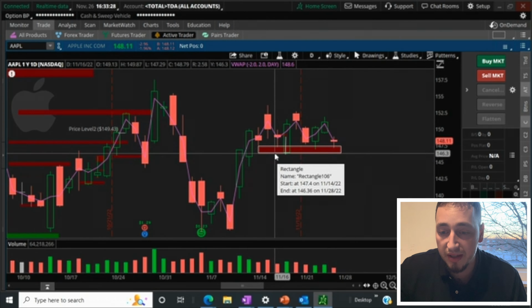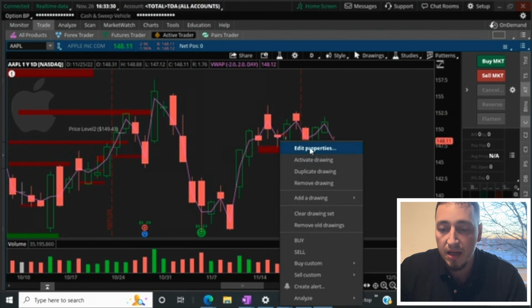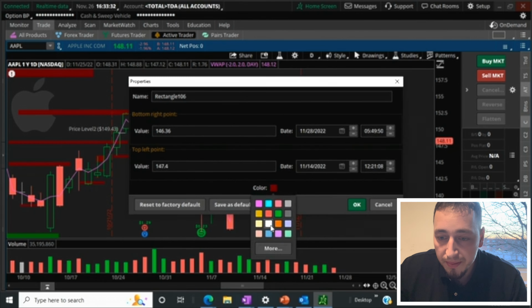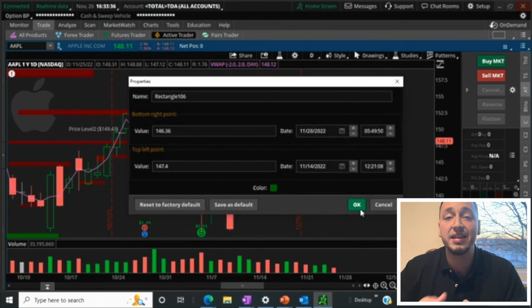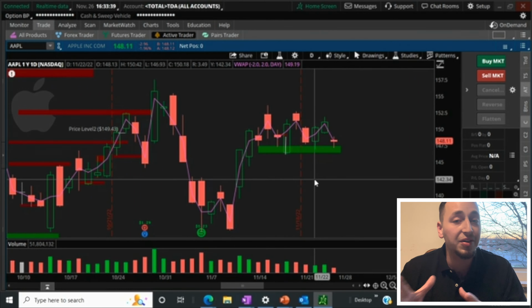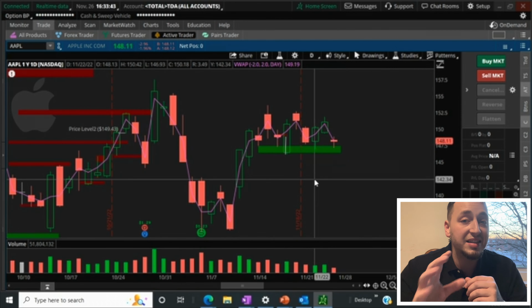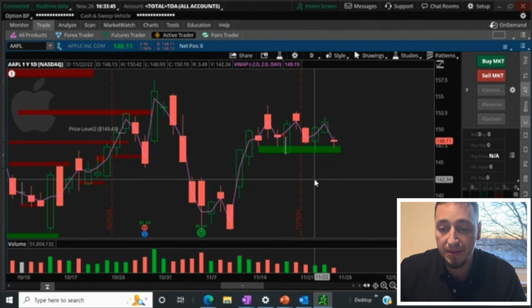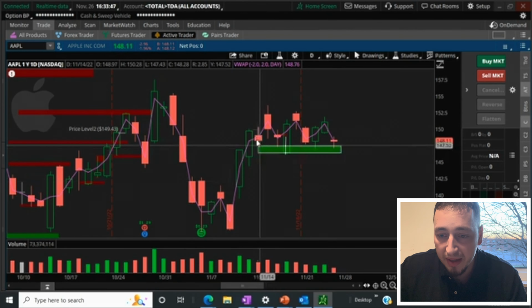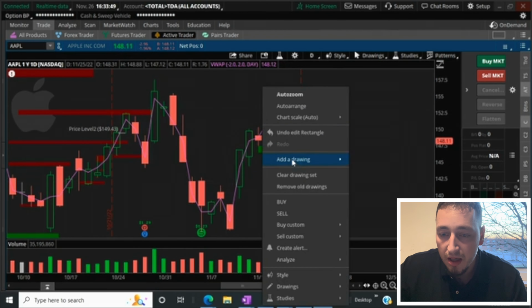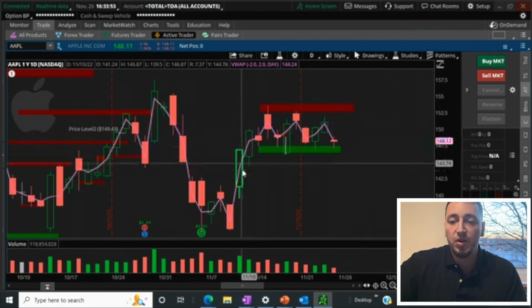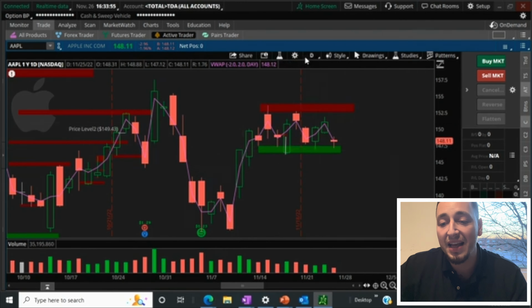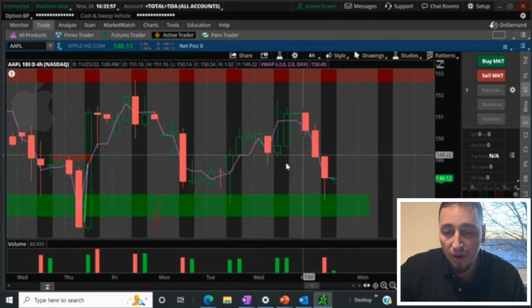One thing I really like to do is go to edit properties, jump up here to the color, and I like to pick dark green. Now, if you use light green, it kind of gets in the way of the candlesticks, and I like to keep my charts as clear and as simple as possible, so I go with the dark green. And now up here for supply, we're just going to do the exact same thing and try to capture as much as we can. So now that we've done that on the daily time frame, now we're going to break into the 4 hour, right?